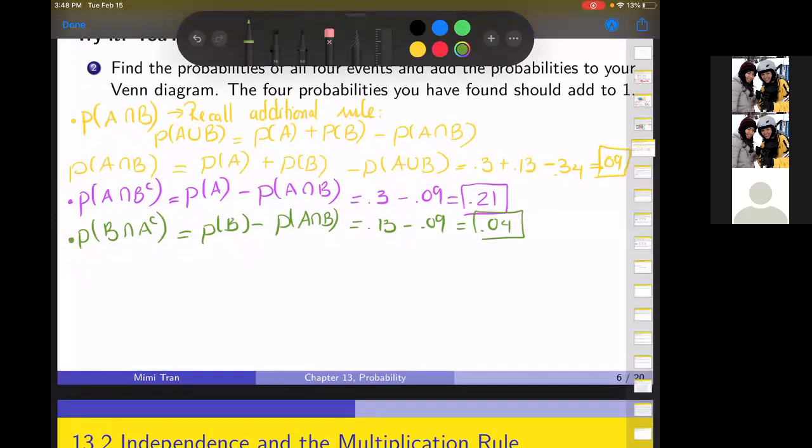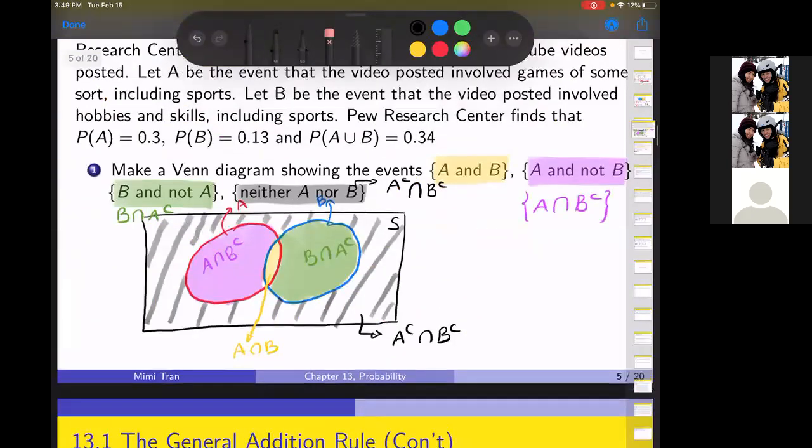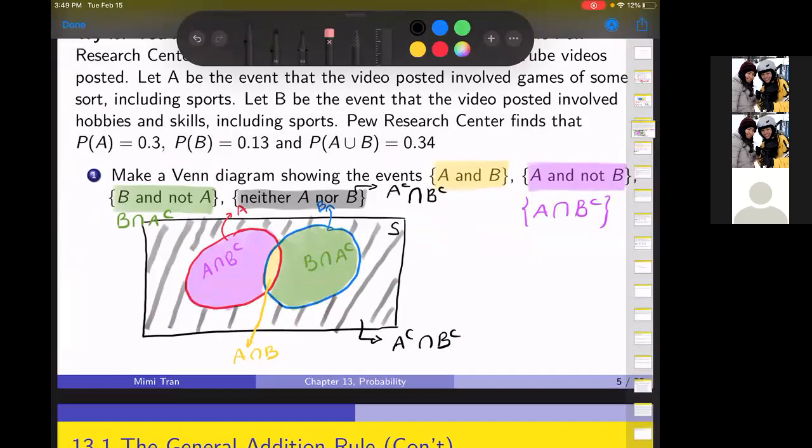Last one, neither A nor B. A complement and B complement. Let's see, should not be so big. Okay, I want that part, the black shaded area right here. Go ahead and put it in the chat.